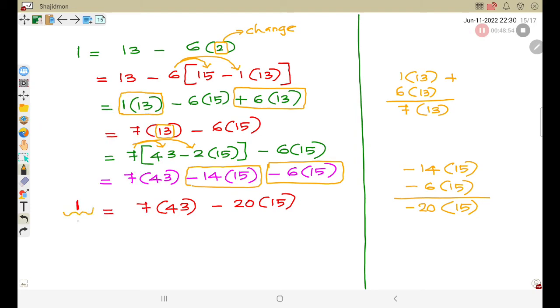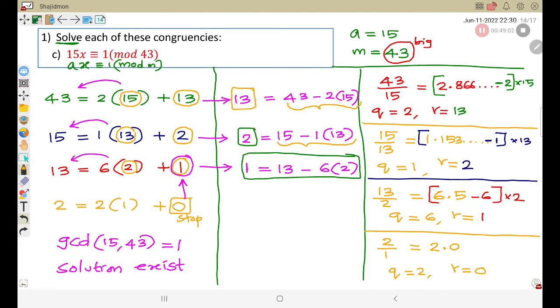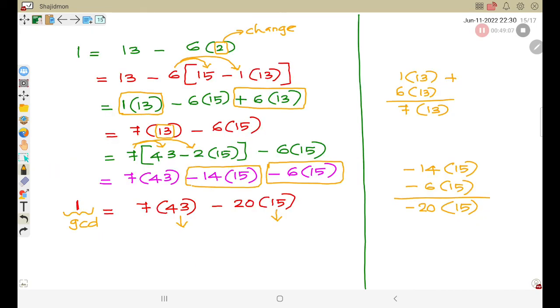Started from number 1, so all numbers we have changed now. So this is the GCD, 43 and 15. You know what 43 and 15 are in the beginning? 15 means A, 43 means M number, correct? So A, M and GCD, all numbers are there. Now as I told you, we need to write the solution now. How to check? AX congruent to 1 mod M, correct? So what is the number together with A? That is the solution.